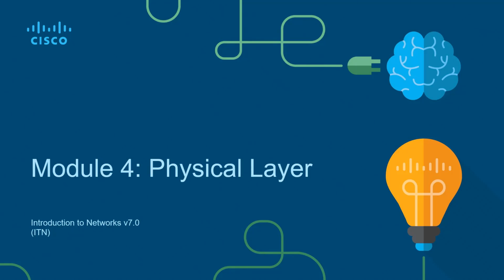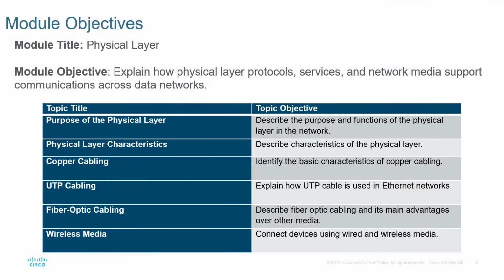Module 4, the physical layer. So in the physical layer, we're talking about the purpose, the characteristics, and we're looking at the three main types of physical cabling: copper, fiber optic, and wireless. Yes, I understand wireless is not tangible, but it is classified as one of the physical layers, so we're going to talk about it in this module.